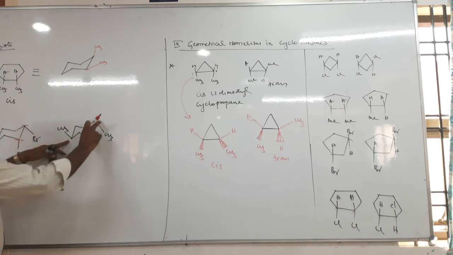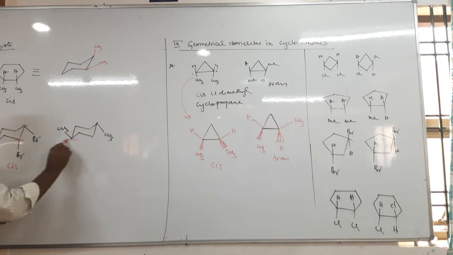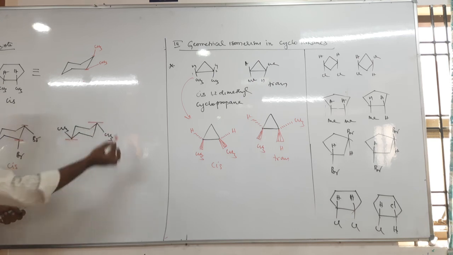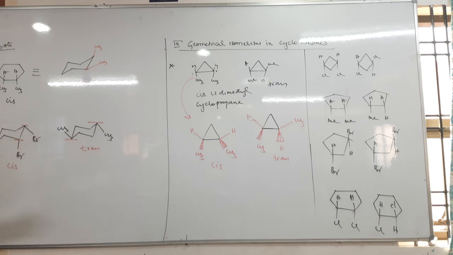1, 2, 3, 4, it is 1,4 disubstituted. It is above the plane and this is below the plane. Therefore, it is trans. Okay. This is geometrical isomerism in cycloalkanes.